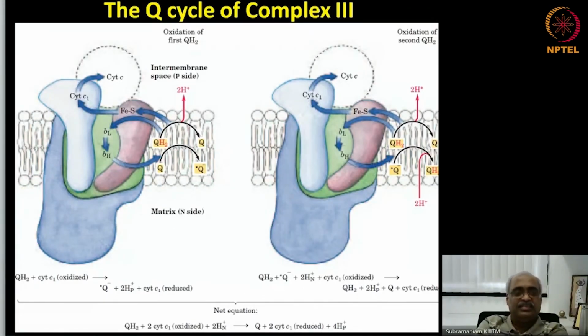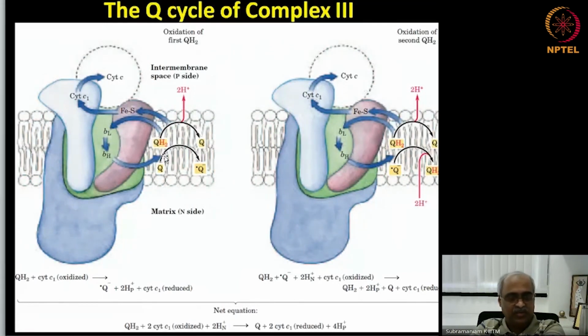Essentially this complexity comes from one simple problem. The problem I already explained, that is, QH2 has 2 electrons and cytochrome C will accept only one at a time. So we have to transfer the electrons from QH2 one at a time. We cannot take both of them. And that is made possible by the Q cycle shown here. So let us start with the first one.